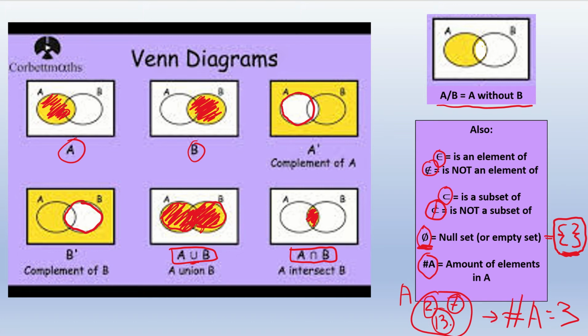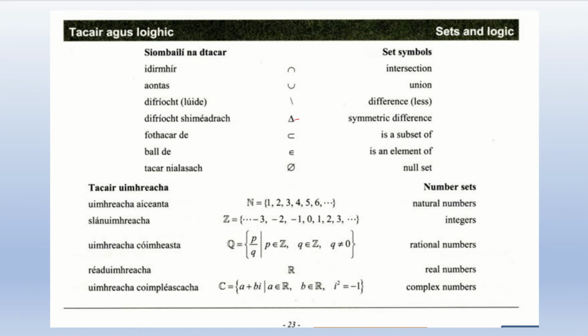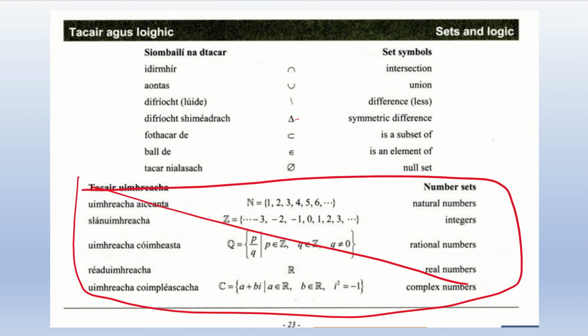It's important that you are familiar with everything on this page here, because in your log tables on page 23, they do give you a lot of these symbols, but they do not give you all of them. And more importantly, they do not give you any diagrams. So on page 23 of your log tables, this is what you get. We're not going to worry about this part here. I've done that in another video.